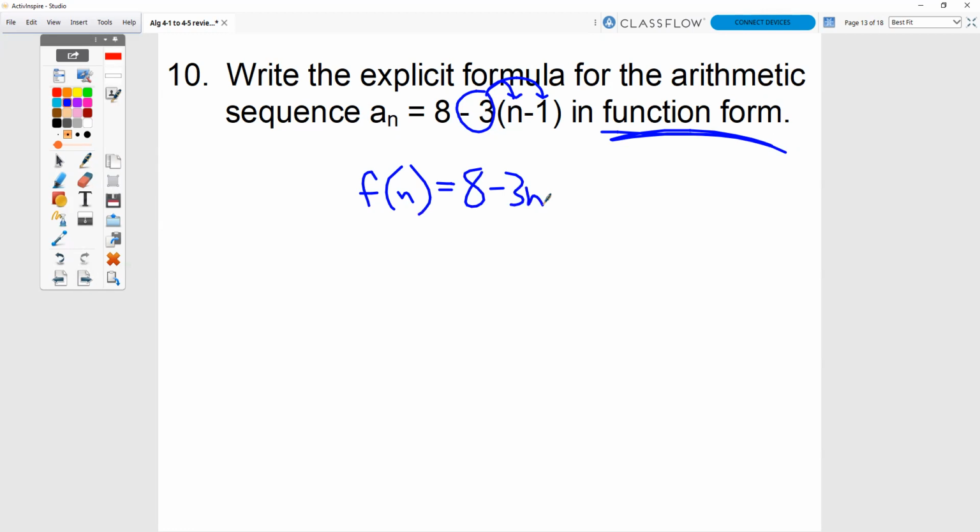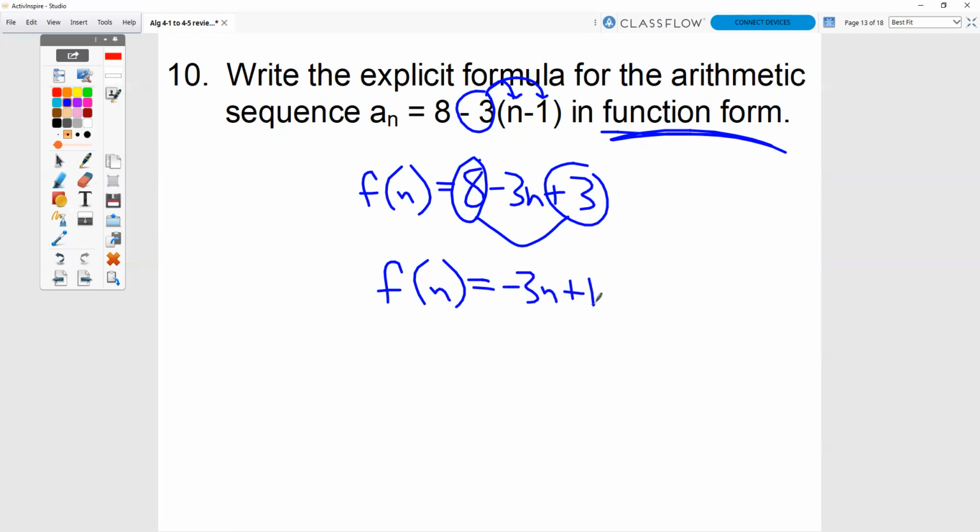Negative 3 times negative 1 is positive 3. I need to combine my like terms here. So f of n equals, and I could say negative 3n plus 11. 8 plus 3 is positive 11. That's why I have plus 11 there. That's in function form. Remember that you need that f of n equals because it says in function form. So we wanted to do the distributive property at the beginning, combine our like terms, and we need it set equal to f of n.